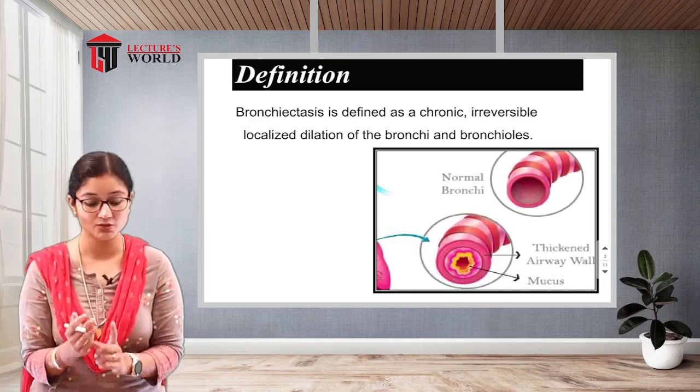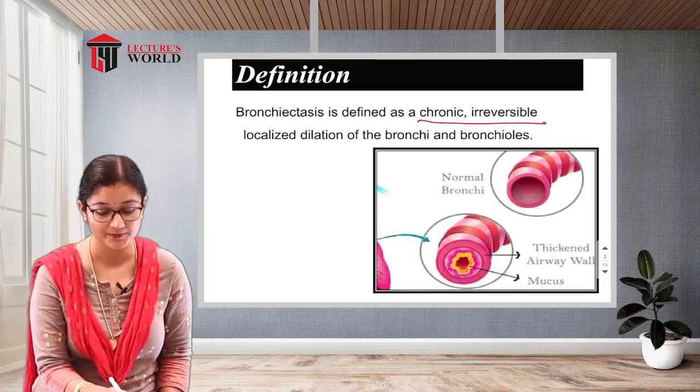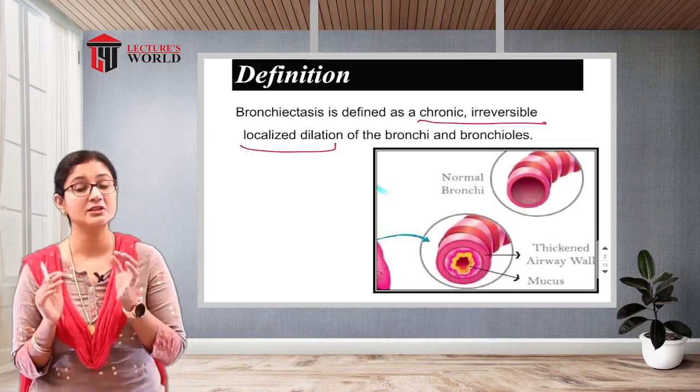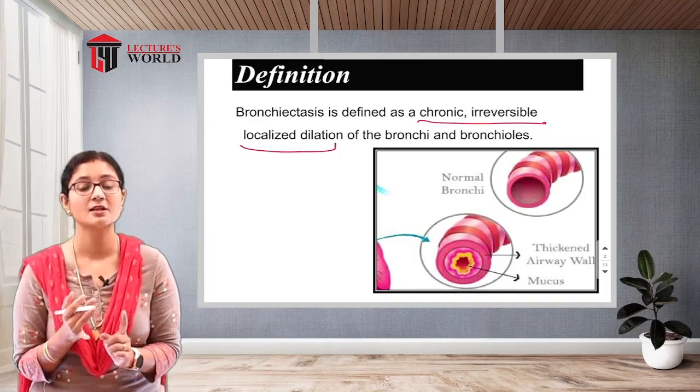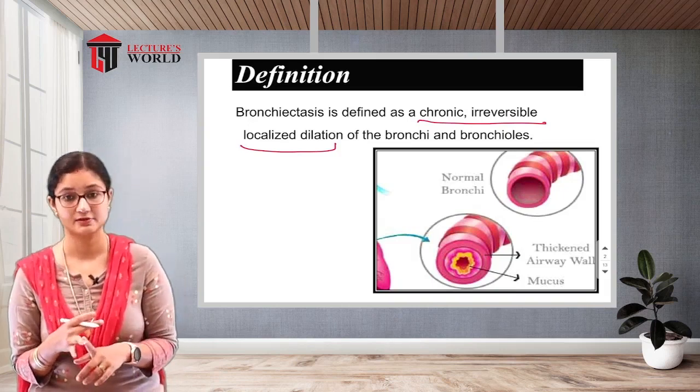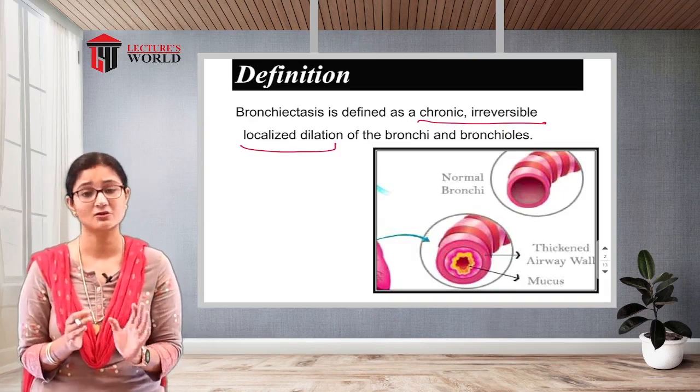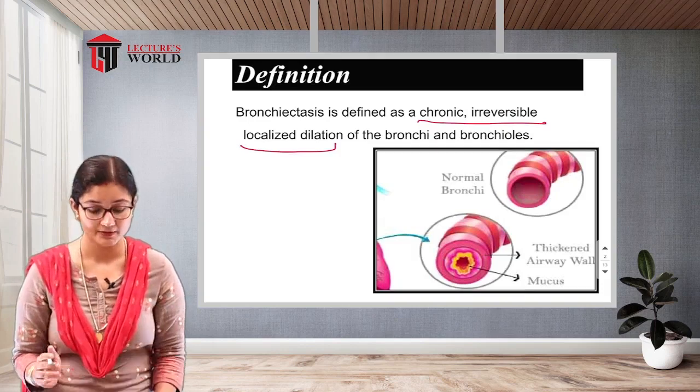The very important words over here are chronic, irreversible and localized, and which area it is affecting. Which area is it affecting? The airways, that is the bronchi and bronchioles. Your alveoli are not affected. Clear enough? Yes.